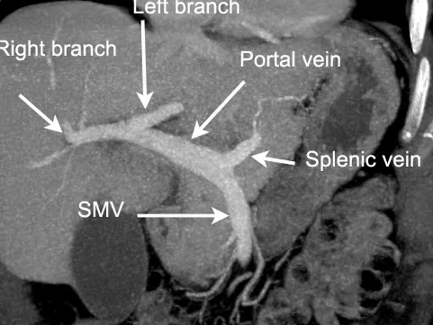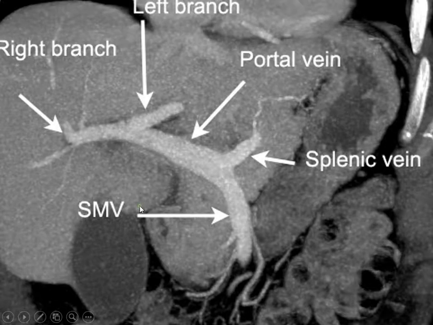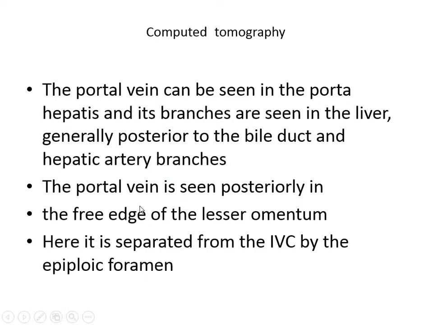Good. Do you have anything else? Yes. The portal vein diameter usually should be less than around 16 or 17 millimeter. If it is more, it usually indicates portal hypertension.